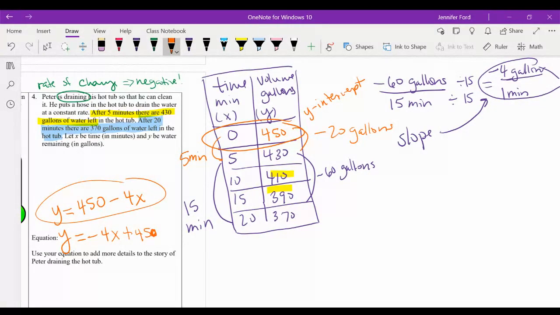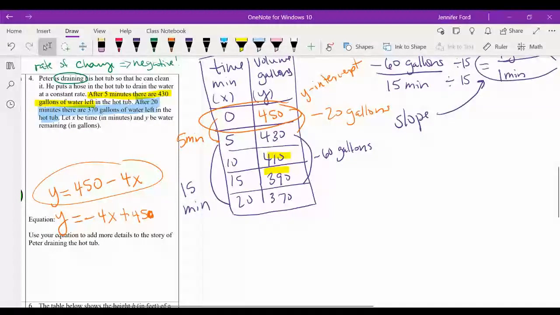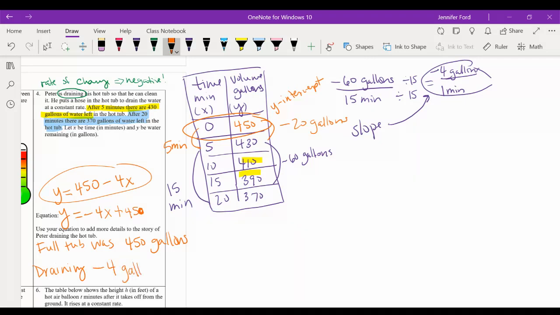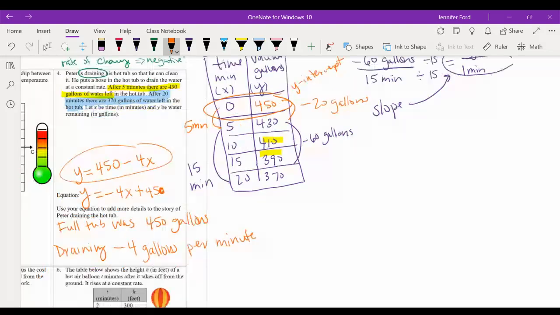You can choose. Use your equation to add more details to the story of Peter draining the hot tub. These are the clues that I need to see. The full tub was 450 gallons. It's draining at a rate of 4 gallons per minute. Any other details is fine.